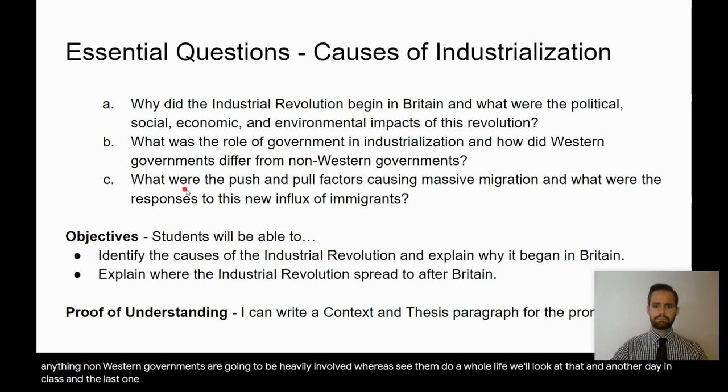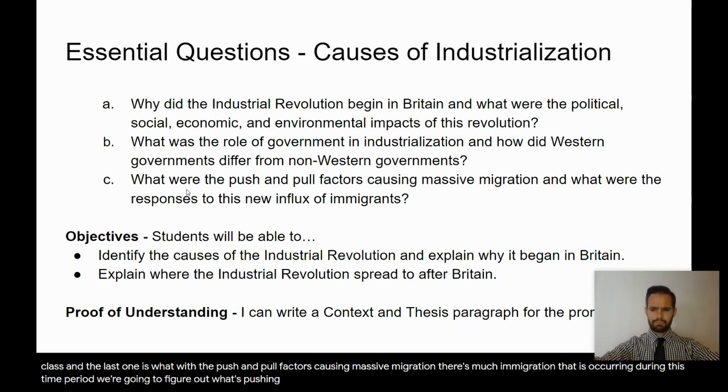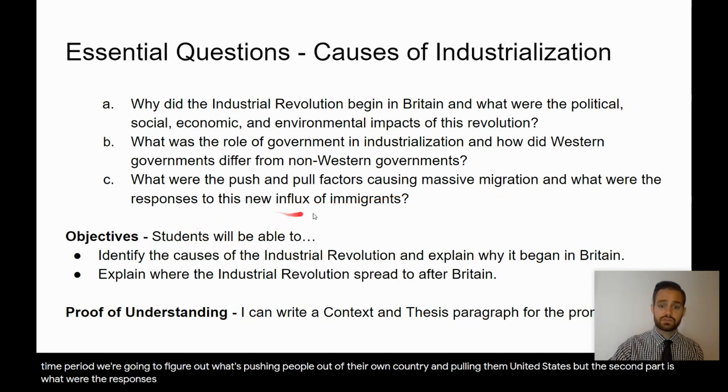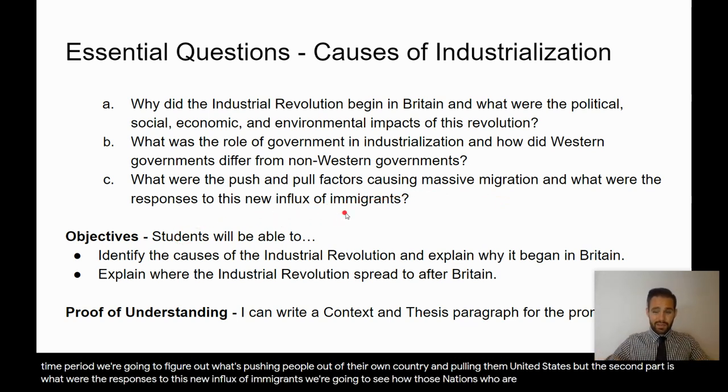And the last one is, what were the push and pull factors causing massive migration? There's much immigration occurring during this time period. We're going to figure out what's pushing people out of their own country and pulling them to different countries, mainly the United States. But the second part is, what were the responses to this new influx of immigrants? We're going to see how those nations who are pulling immigrants in respond.